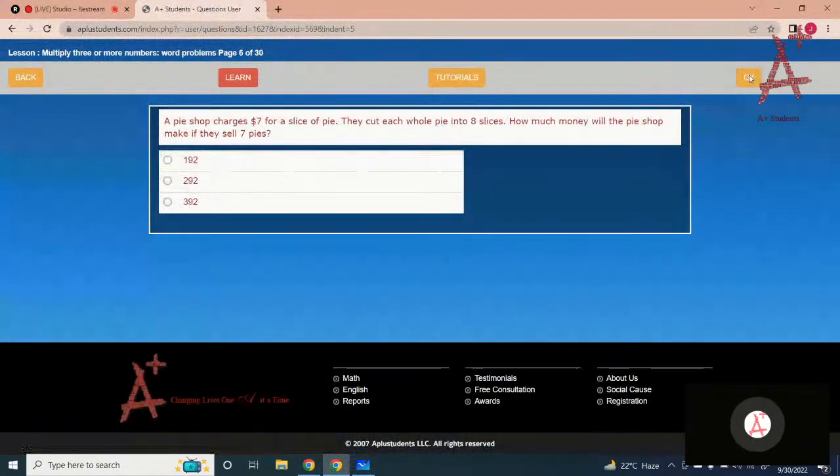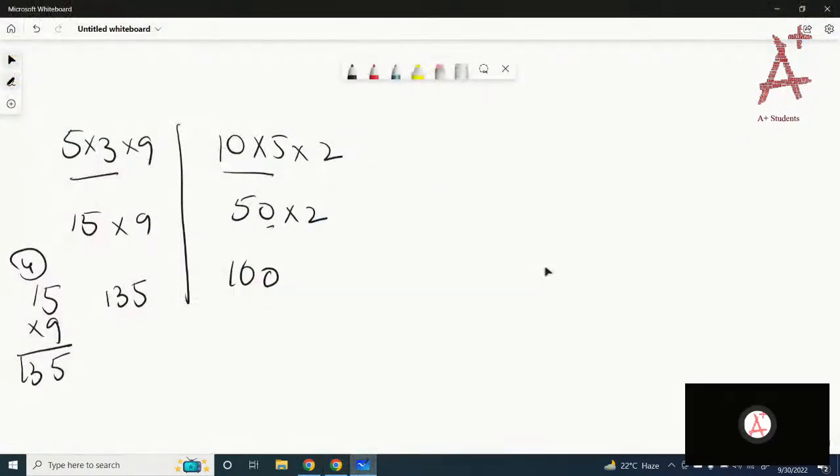Okay, the next one is a pie shop charges $7 for a slice of pie. They cut each whole pie into 8 slices. How much money will the pie shop make if they sell 7 pies? So you have 3 numbers, you have to multiply them: 7 times 7 times 8. Got it? So let's just multiply them.